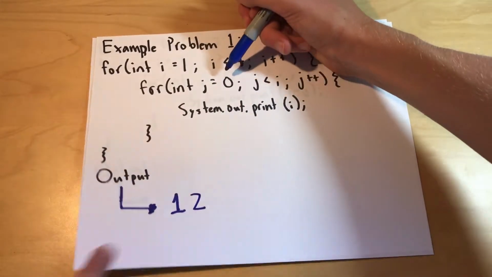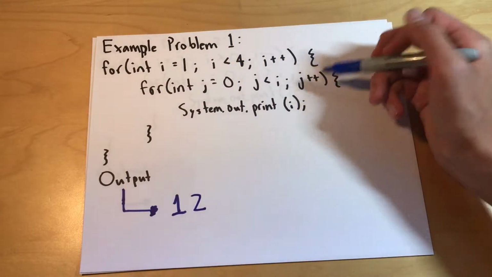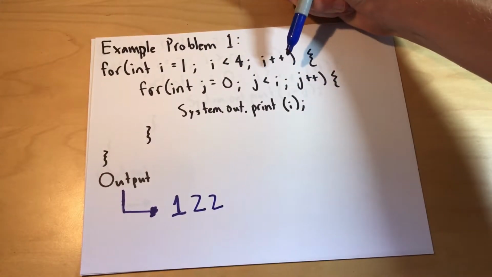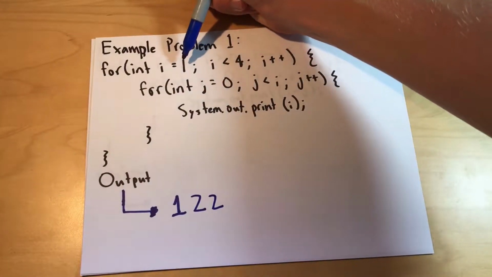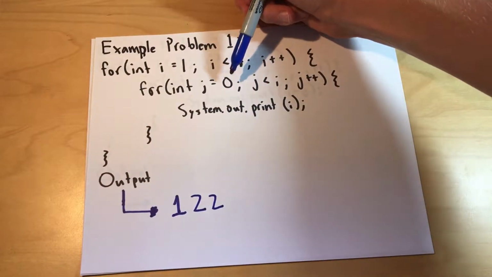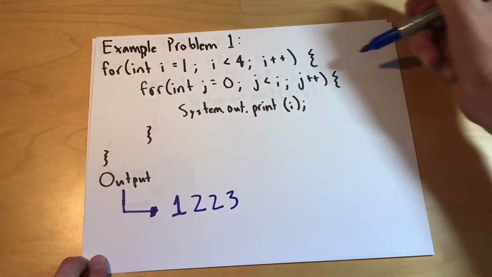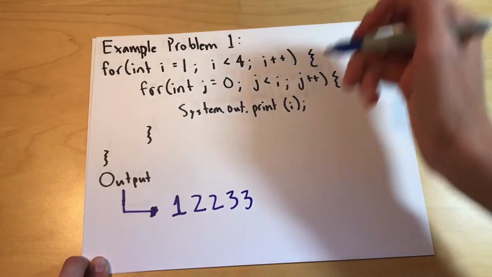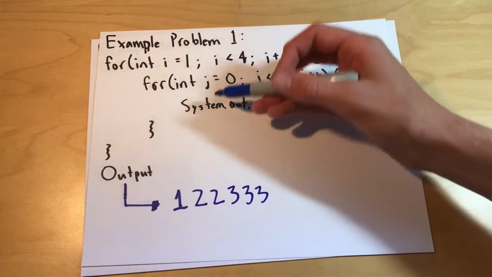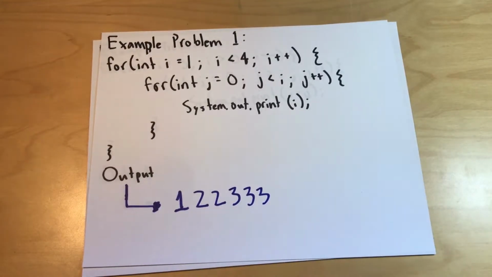Go back up, j is now 1, i is 2. j is still less than i, therefore we print out 2 again. Now j is not less than 2, therefore we go out of this for loop, back up into the last one. i is now 3, our final loop, and it goes in, j starts at 0, j is less than i, therefore we print out i, 3, do it again, 3, and again, 3. Finally, after both conditions are met, we exit both for loops with our final output here. We start with 1 one, 2 twos, and 3 threes.